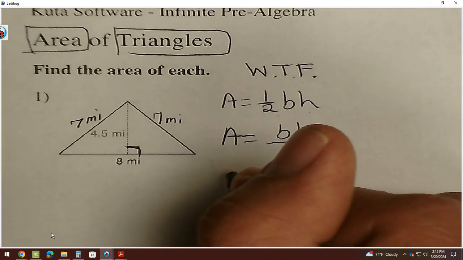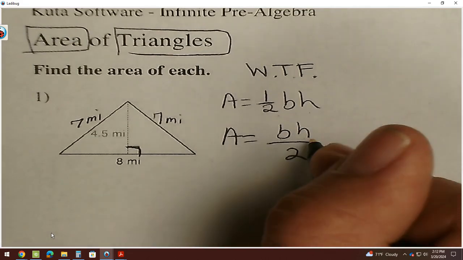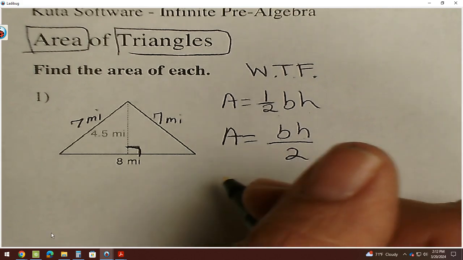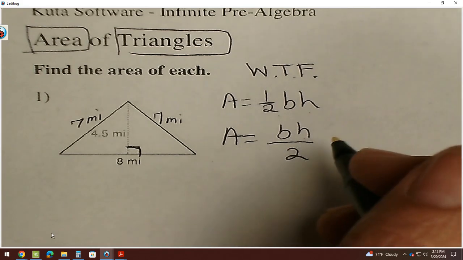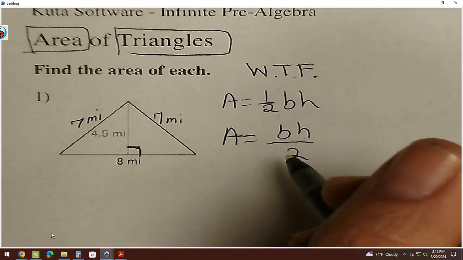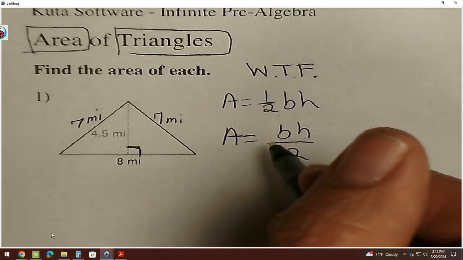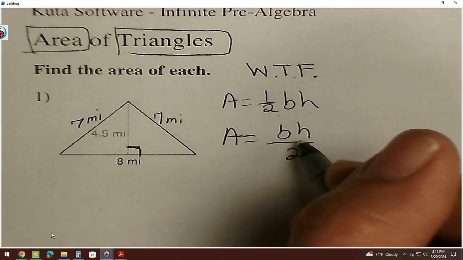So that's very important: when you're choosing your base and height in triangles, in trapezoids, in anything that we're doing, it's important that you understand that the base and height will always be the ones that are perpendicular to each other. Okay?